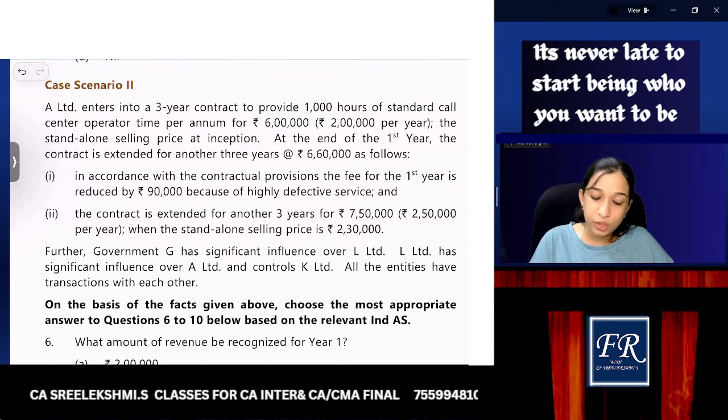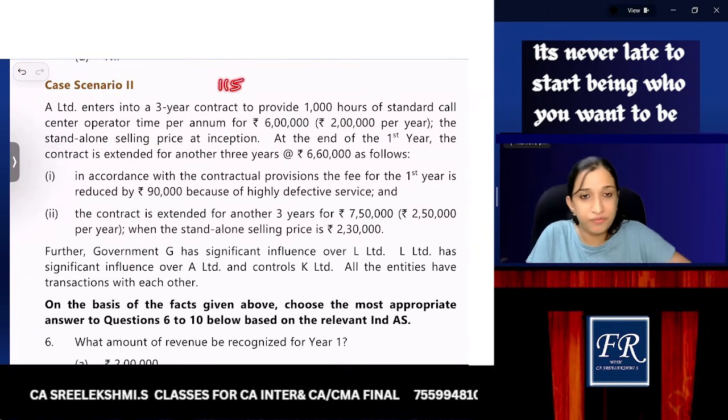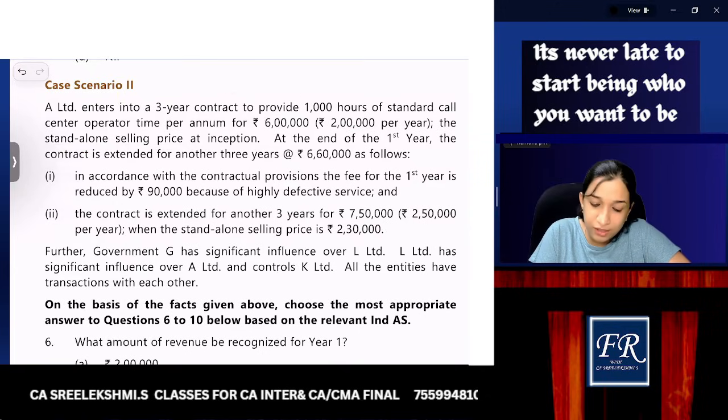A Limited enters into a 3-year contract to provide 1,000 hours of standard call center operator time per annum for 6 lakhs. 2 lakhs per year. The standalone selling price at inception. So this is from which standard? Ind AS 115. So the contractor has entered into a 3-year contract to provide 1,000 hours and the amount fixed is 6 lakhs, that is 2 lakh per annum. So which means we will recognize 2 lakh, 2 lakh, 2 lakh over 3 years.